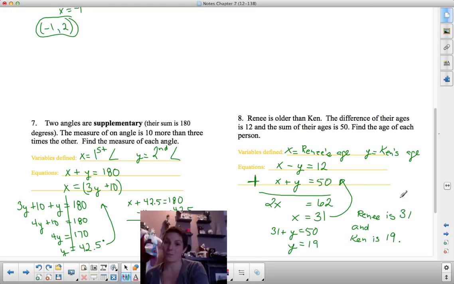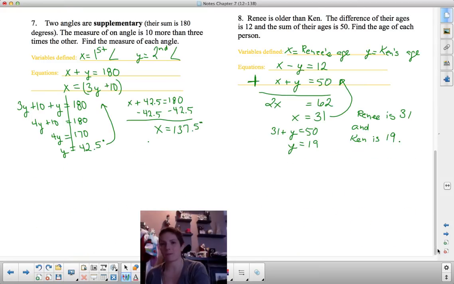So hopefully you're back and checking your work and you found that Renee is 31 and Ken is 19. Pretty confident that you'll find these problems to be much easier than other story problems because you have more experience.